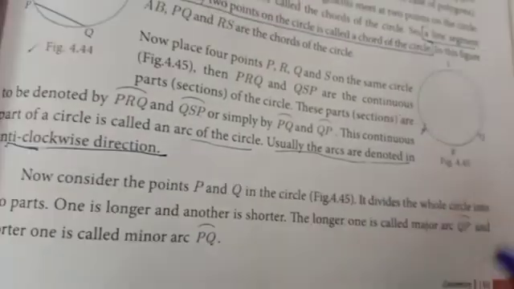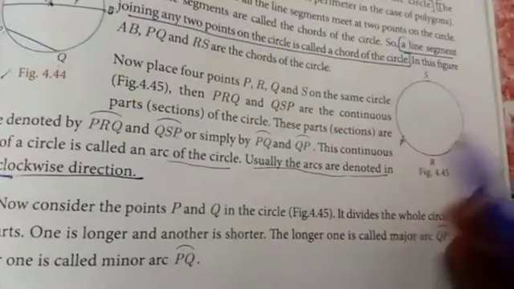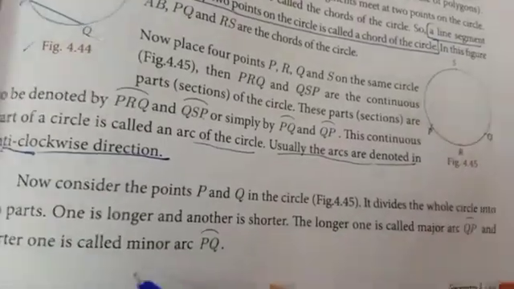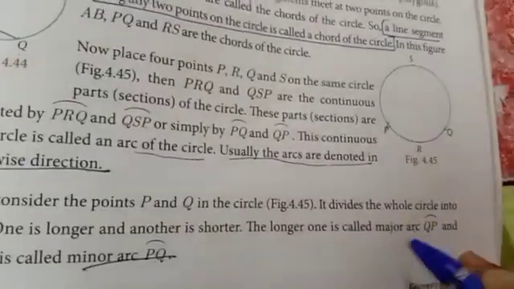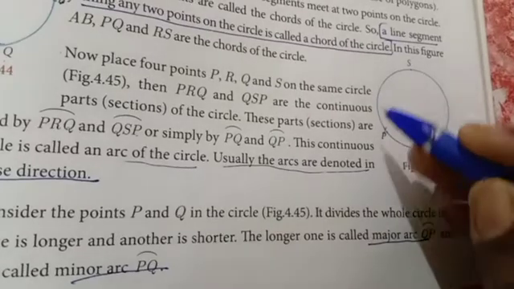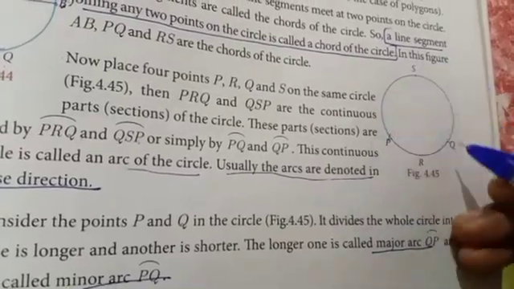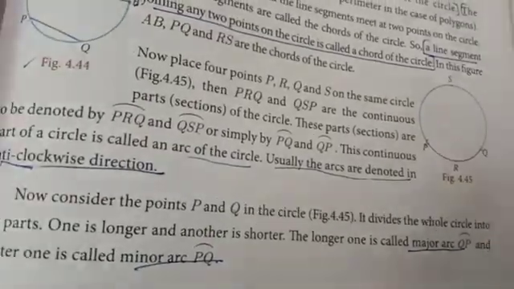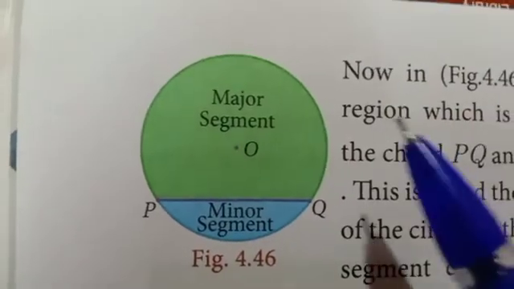Now this small arc is called a minor arc. QP is called a major arc. This larger part, the larger section, is the major arc, and this is the minor arc. Observe this picture, students.